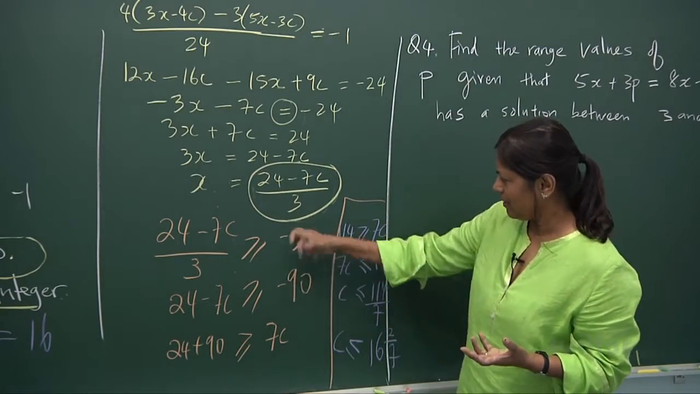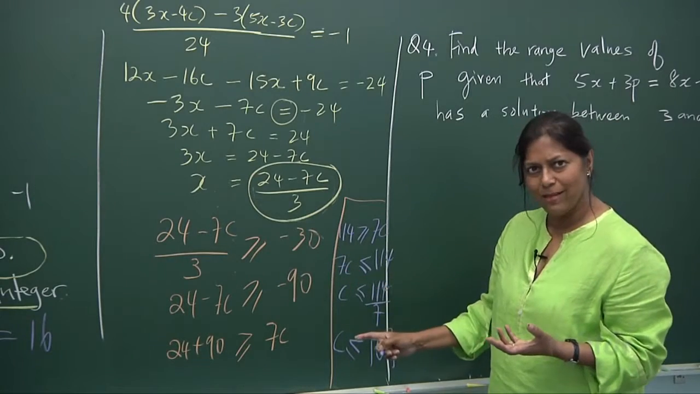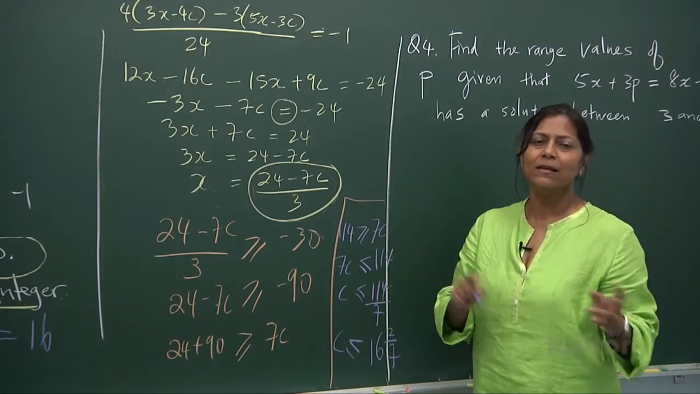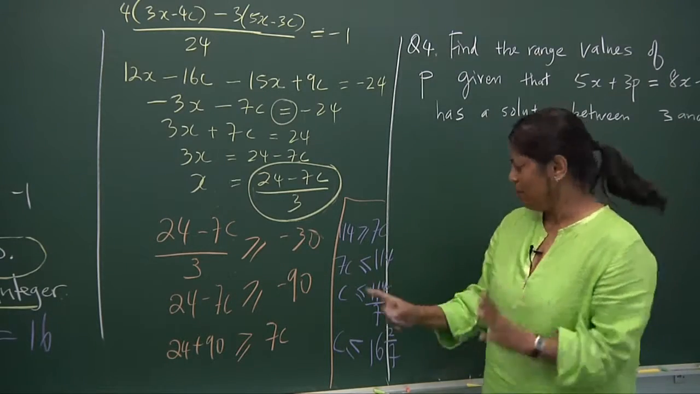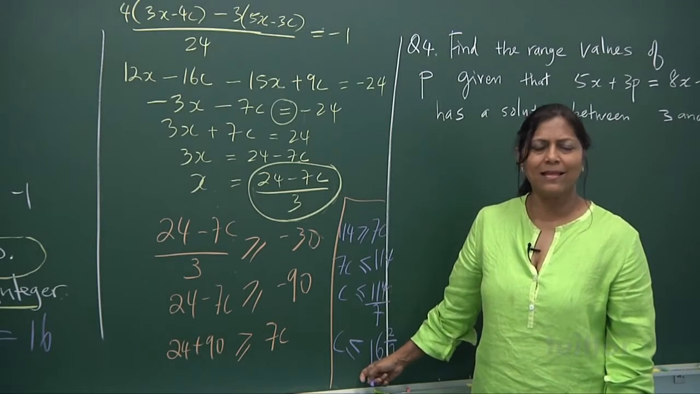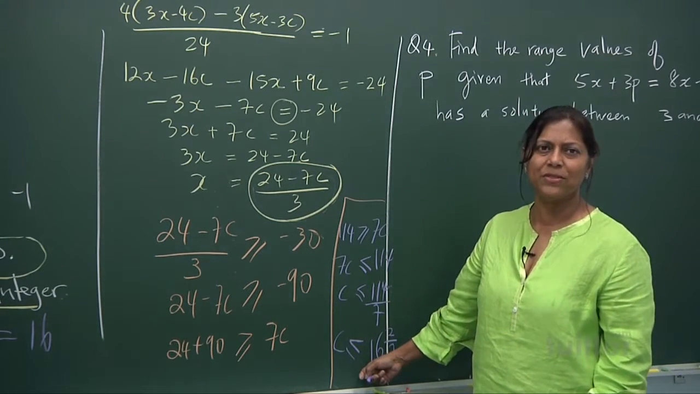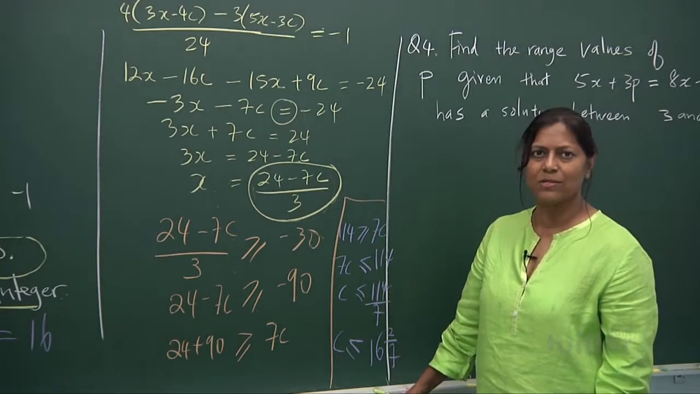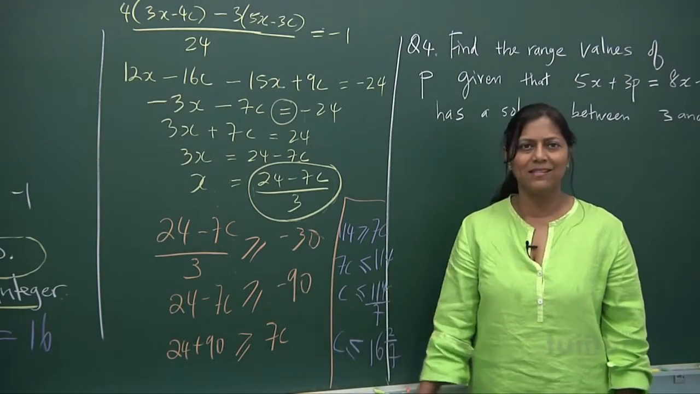And C, look at it, simple movement. Plus becomes minus, minus becomes plus, times becomes divide, divide becomes times. Move it, you get all that, and that's C. C is less than 16 and 2/7. They want the greatest integer value of C, and that C is 16.